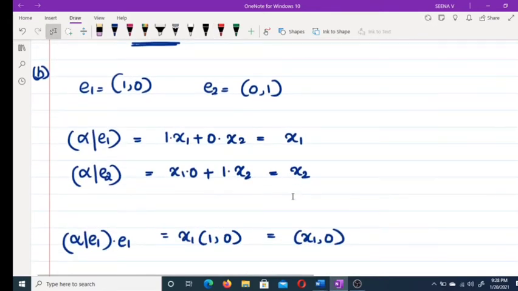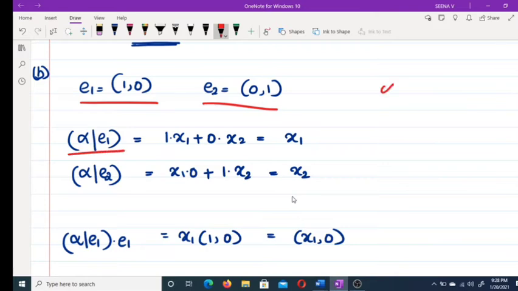Now last problem. We have to write alpha in terms of inner product of alpha and E1 and inner product of alpha and E2. What is alpha? What is E1? E1 is (1, 0), E2 is (0, 1). What is inner product of alpha and E1? Suppose alpha is equal to (x1, x2).